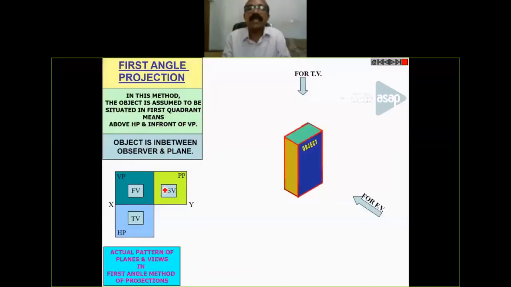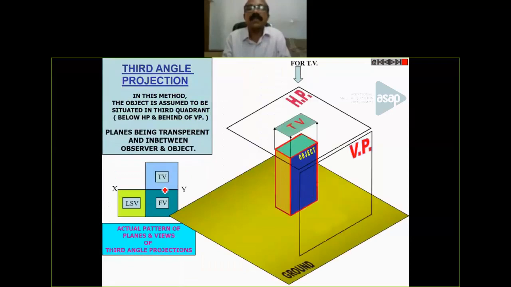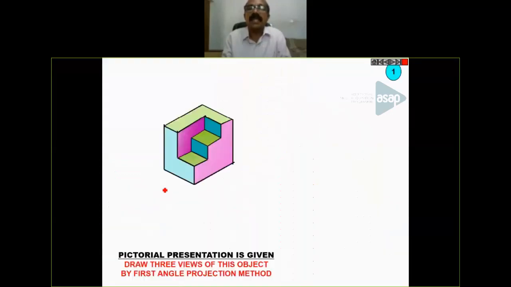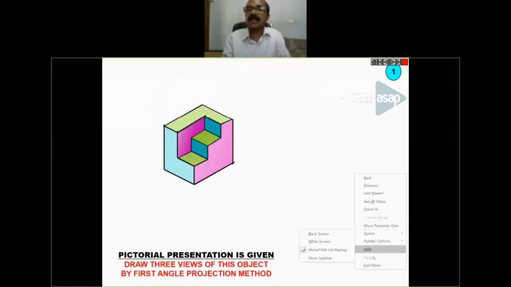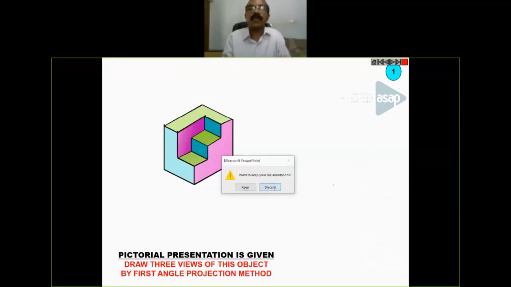Same thing repeating. Next slide. This is another object. Just before that, I have to go to the other slide.